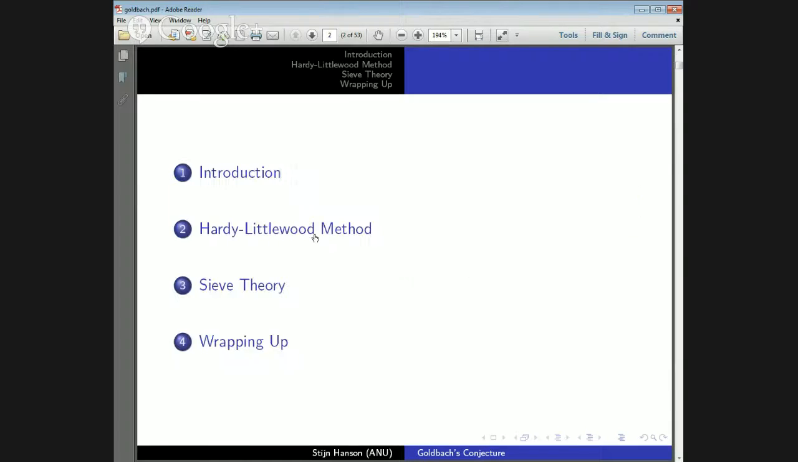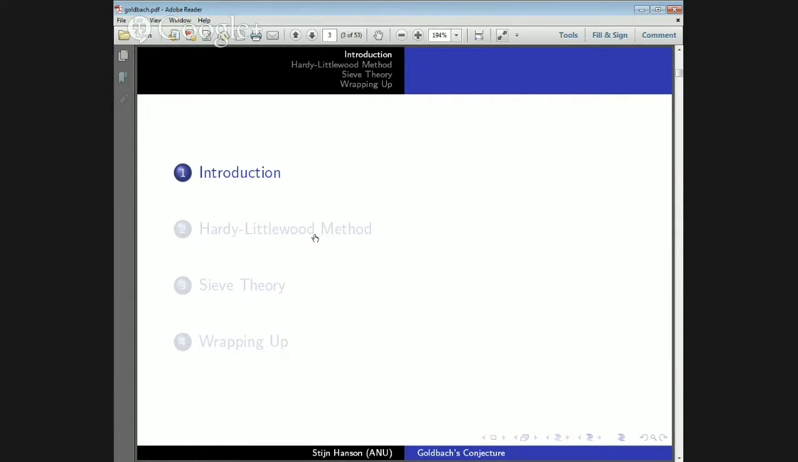So I'm going to start by introducing them, as there are three of them, and then I'll be talking about some of the ways that we've actually got those near-miss results. That's the Hardy-Littlewood method and sieve-theoretic methods. Before I've just sort of got a miscellany section at the end where related results will come into it. But let's start at the beginning.